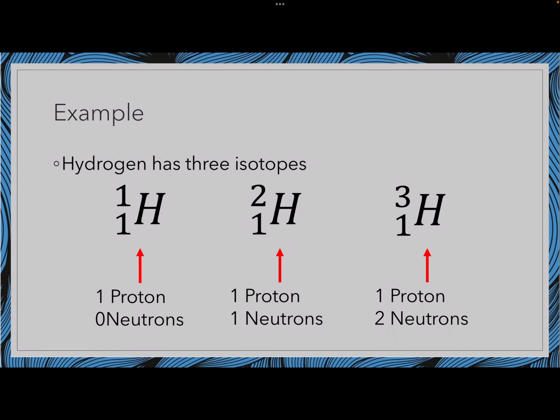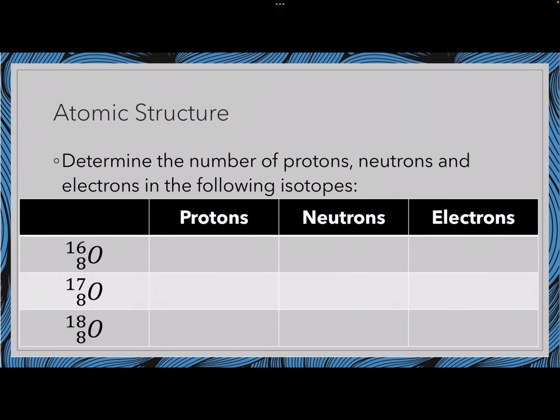Have a go at determining the number of protons, neutrons, and electrons in these three different oxygen atoms. Again, we just use the same process, but this is to show you how the neutrons differ across different isotopes. Have a go at that and pause the video, and then we'll come back to it in a sec.